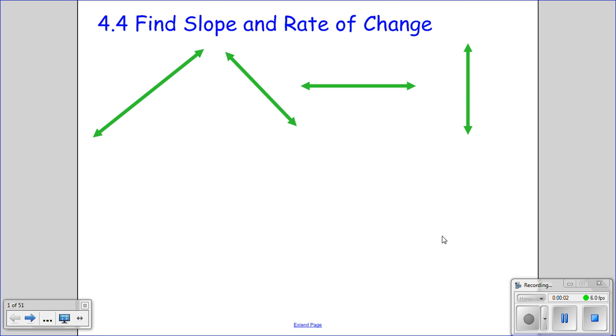Today we're going to work on finding slope and rate of change. This is section 4.4. The four lines in front of you, let's describe what their slope is.